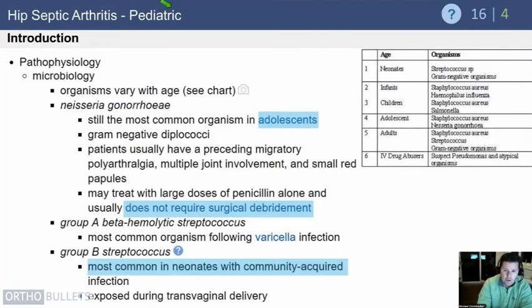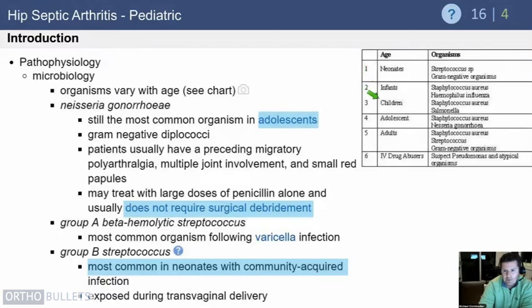As far as what organisms cause this, it varies very much by age, and this table off to the right here is useful. You can see that based on the age, you're going to have different organisms. The commonly tested ones in neonates fall into the ones that you get in the hospital, and that is gram-negative organisms or staph. The most common when you look outside of the hospital is group B strep.